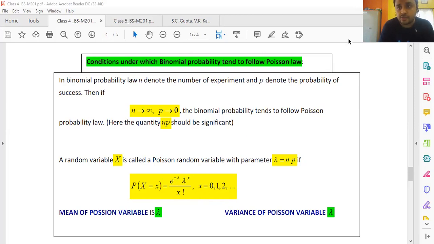Time is almost over. In the next session, I'm going to explain the Poisson law in more detail. I'm stopping here right now.